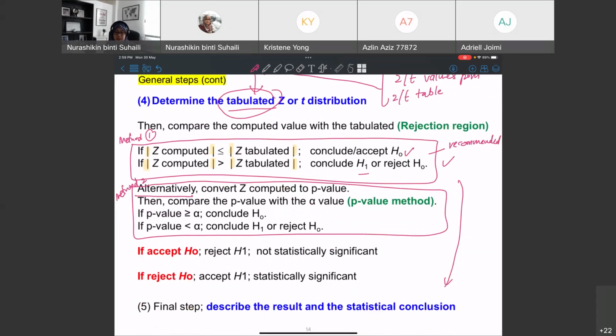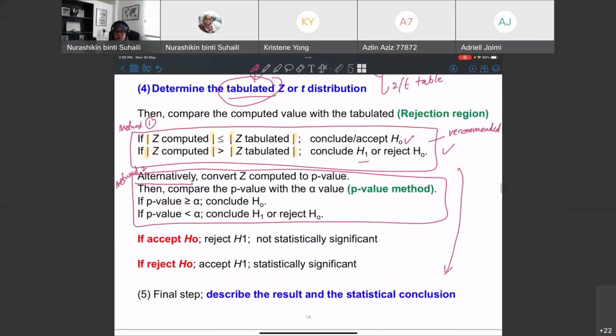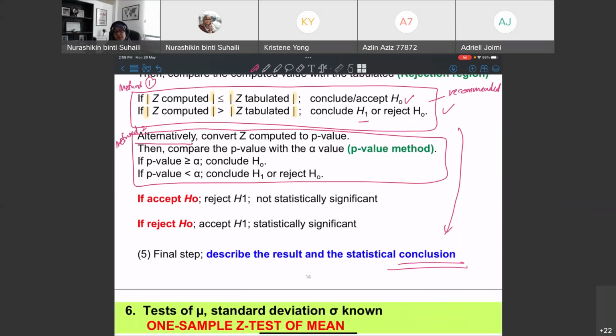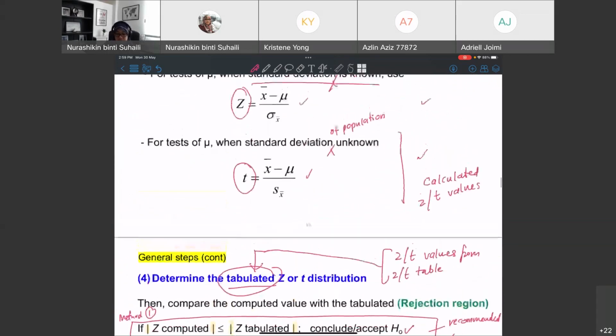Once you make a decision on whether you accept or reject H naught, the final step is to state the conclusion. You have to write back by referring to the problem. If, for example, you accept the null and the problem says that there is no difference between the mean of school A and school B, you state the conclusions specifically. So that is the final step. Okay, that is the general step.